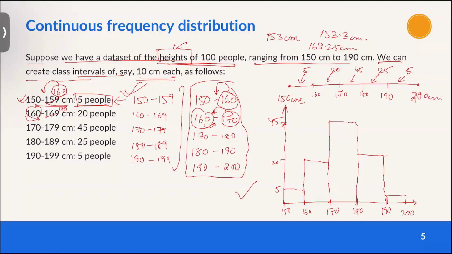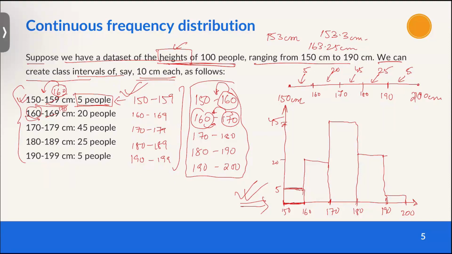So this represents the distribution of height in the range 150 to 200. You can see that it is a continuous distribution. So all the heights between 150 to 160 have fallen in this range, and there are 5 people.